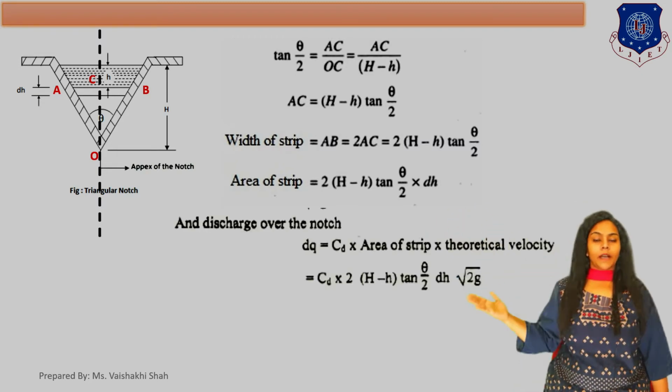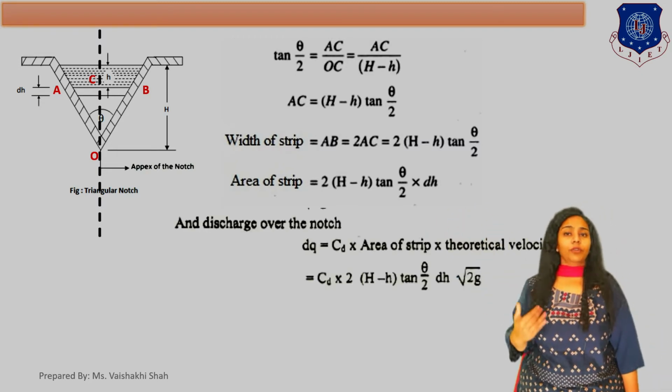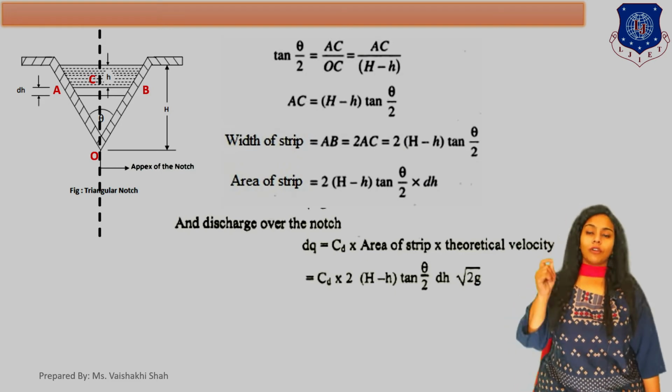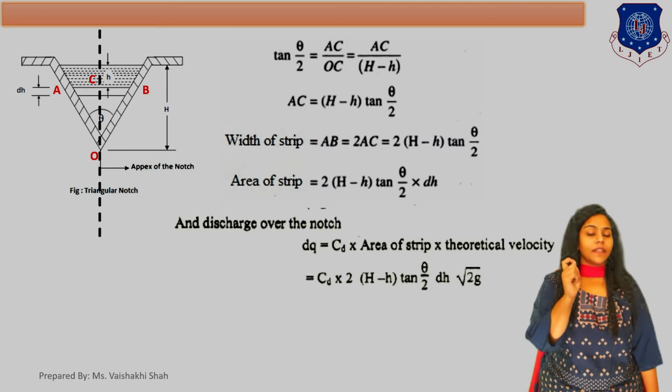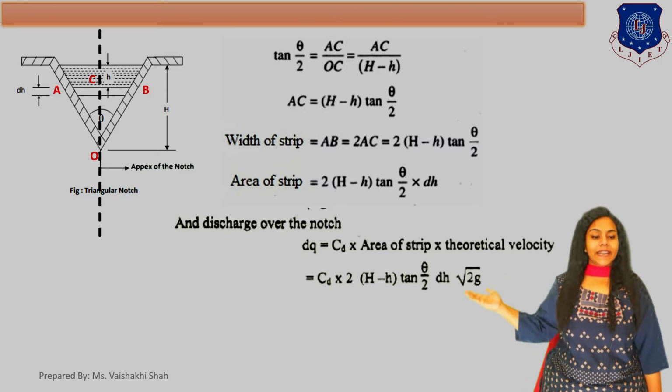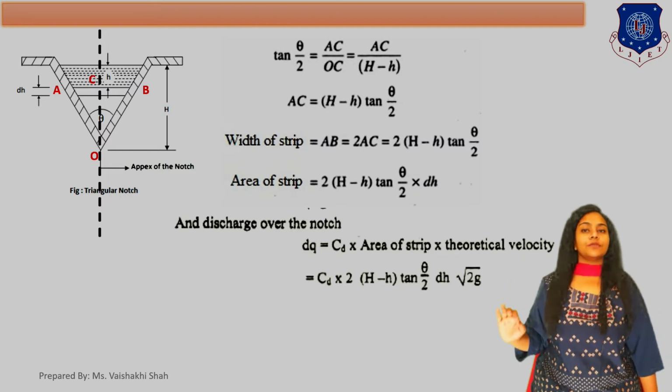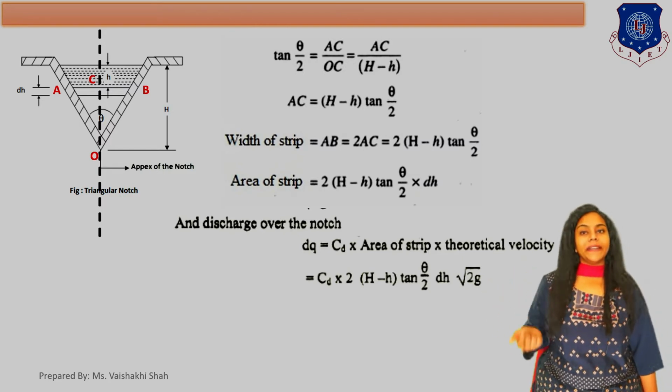Now discharge over the notch. If we have to find the discharge through a single strip, then the equation for discharge is Cd into area into velocity, and we indicate the discharge from a single strip by dq.